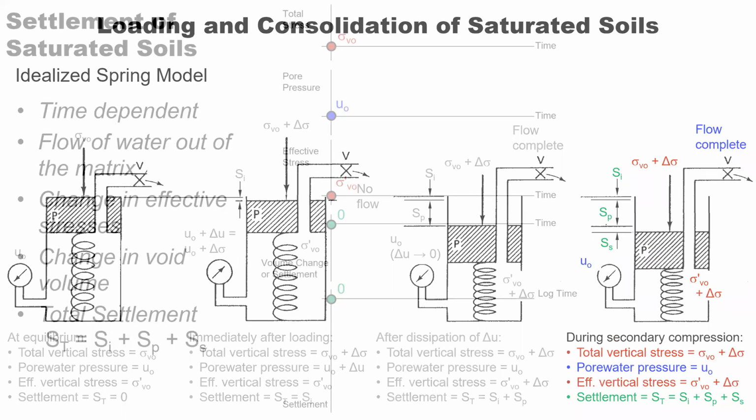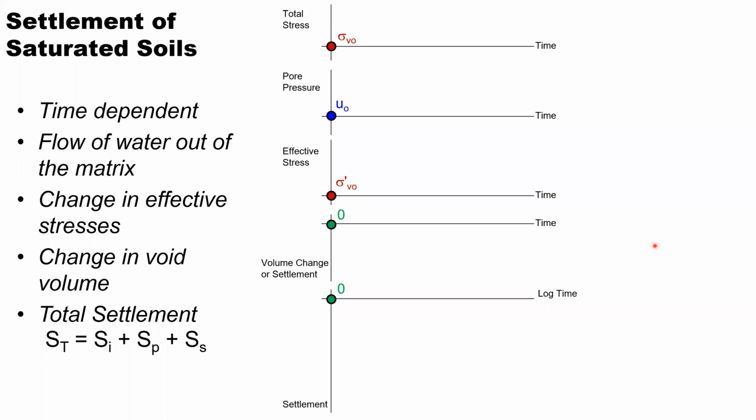Let's look at this in terms of time-dependent behaviors. So once again, we're going to start with our initial total stress, our initial pore water pressure, our initial effective stress, and in terms of settlement, I've plotted this two ways, arithmetically with respect to time and with respect to the log of time. So this would be volume change or settlement going downward here. So these are our initial conditions.